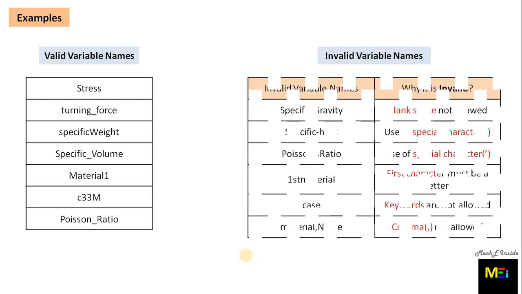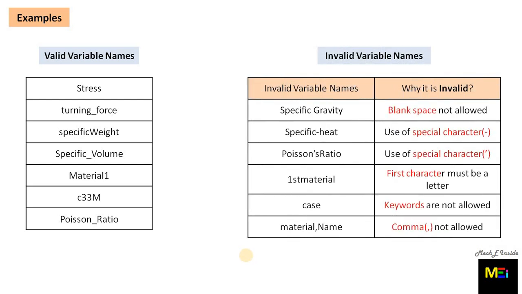Now, have a look at the invalid variable names and why they are invalid. First is "specific gravity". As per the rule, blank space is not allowed, so this is an invalid variable name. "Specific-heat": there is a use of a special character, the hyphen, which is also not allowed. "Poisson's ratio": use of a special character, the apostrophe, is also not allowed. "1stmaterial": as we know, the first character must be a letter, so this is also invalid.